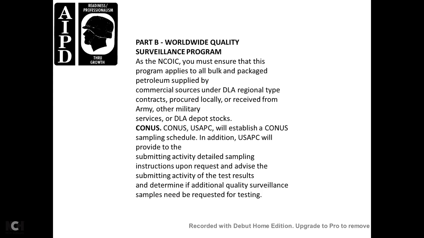Part B: the NCOIC must ensure the program applies to the bulk and packaged petroleum supply from the commercial supply source of the Department of Defense Logistics Agency, regional contracts, procured locally, or received from the Army, other military services, DLA, depots, and the U.S. APC, per the established sampling schedule. Additionally, the U.S. APC provides the sampling activity with detailed sample instructions upon request, and provides the submitting activity with the test results, determining additional quality surveillance samples needed or requested for testing.